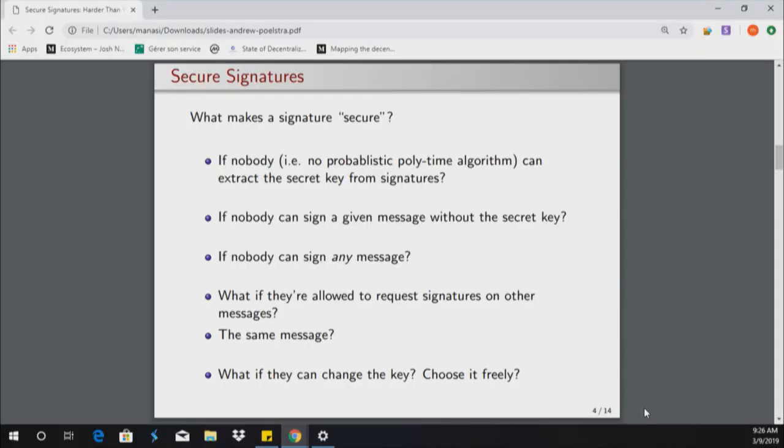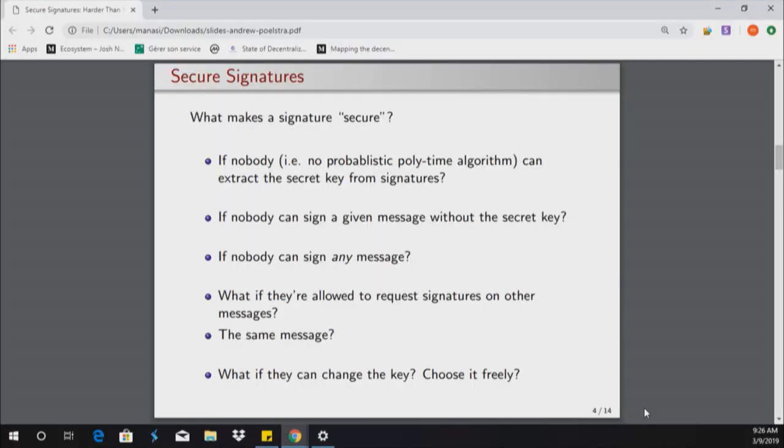But there are still a few intuitive ways that you can strengthen this. You can say, well, maybe the attacker is allowed to request a signature on the message it's going to forge on. In this case, you don't want to let it just give you back the signature that you gave it. That doesn't count as a forgery. So we say they have to give you a different signature, but you can do that.